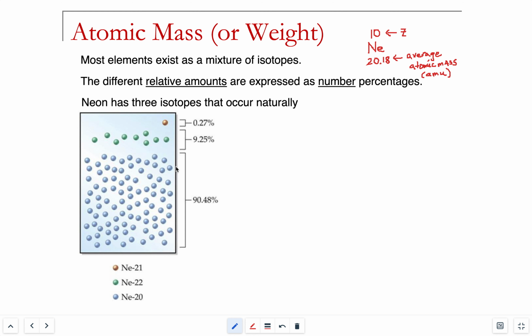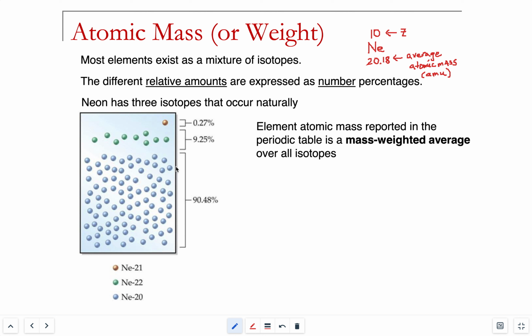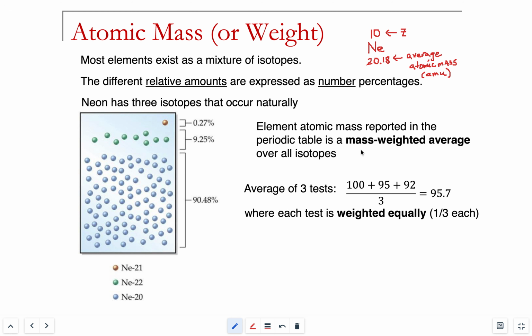So the way we're going to calculate this is what's called a mass weighted average. Each one is going to be weighted by how often it appears in the sample. Before we show you how to calculate that, let's talk about an average that you're used to calculating. In this case, the different components are weighted equally. Imagine that you took 3 chemistry tests and you worked hard enough that you got 100 on the first one, a 95 on the second one, and a 92 on the third one. When you calculate your average of the 3 tests, you add up your 3 test scores, and then you divide by 3 and you get the average 95.7.